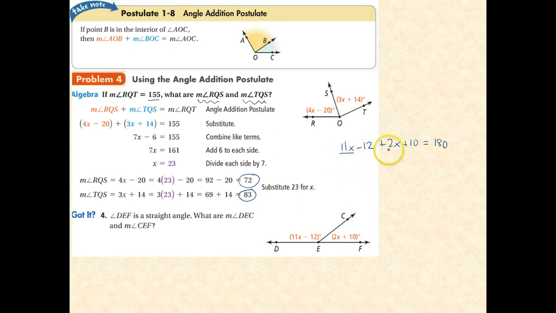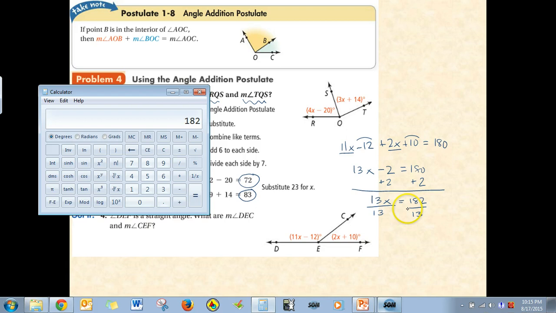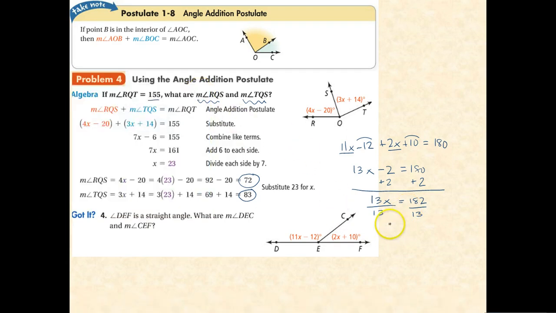I'm going to combine like terms. 11x plus 2x is 13x. Negative 12 plus 10 is negative 2. Then I'm going to add 2 to both sides. 13x equals 182. Divide both sides by 13. 182 divided by 13 is 14. So x equals 14.